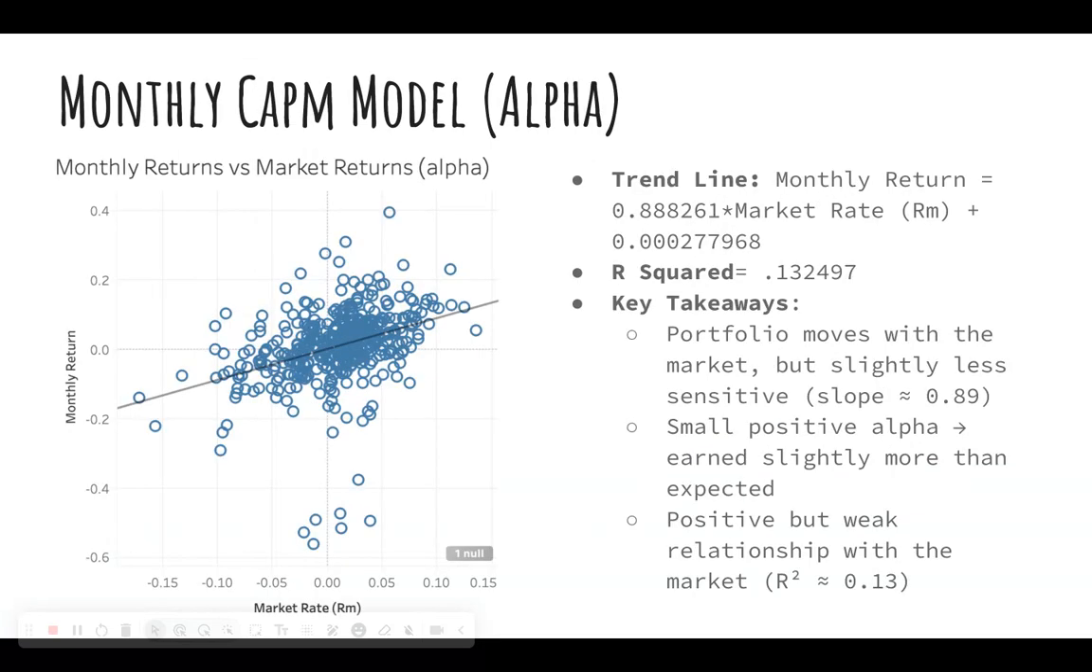The next model is the same, but we add alpha. When we add alpha, we introduce a measure of the portfolio's excess return, meaning the return above what the market predicts for its level of risk. The slope, or beta, remains around 0.89, and we see a small positive alpha showing the portfolio earned slightly more than expected. Again, the R-squared is still low at about 0.13. So the market explains only a part of our performance. This indicates that the portfolio generally follows the market's direction, but it also benefits from other independent return drivers.